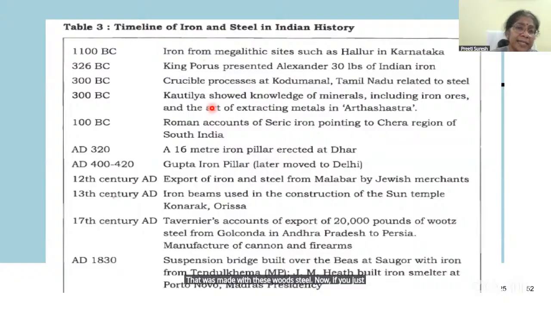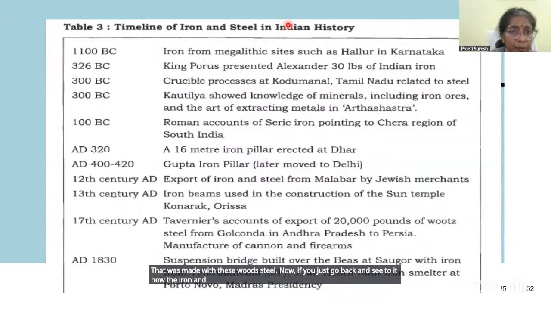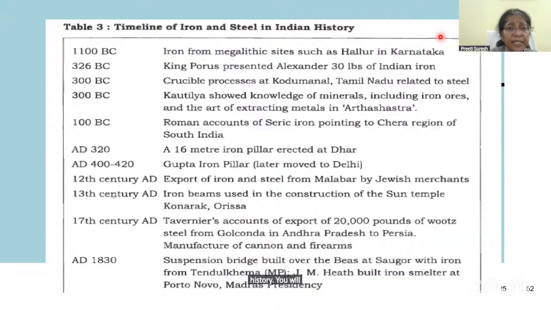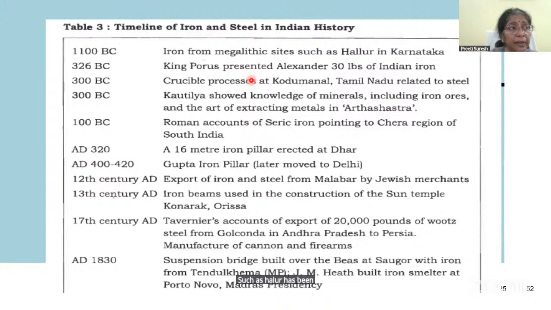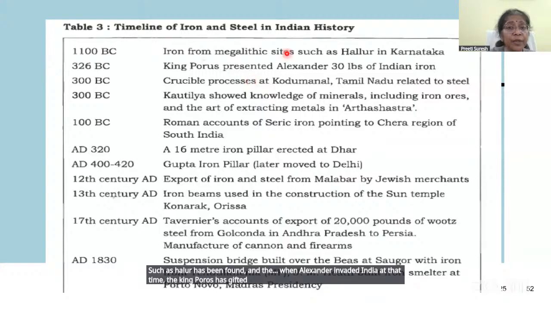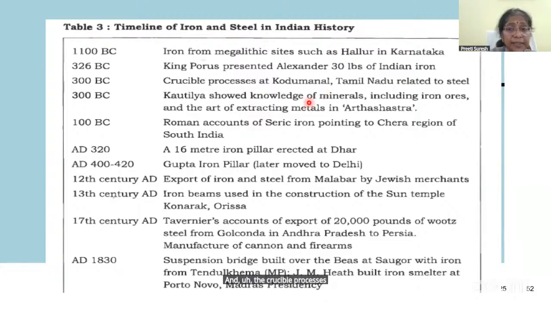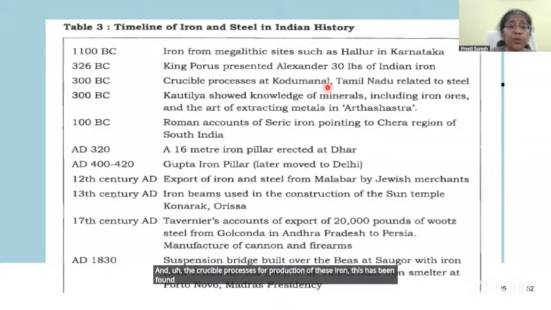Now, if you go back and see how iron and steel evolved in Indian history, it can be dated back to 1100 BC, from when iron from megalithic sites such as Hallur has been found. When Alexander invaded India, King Porus gifted Alexander 30 pounds of Indian iron. The crucible processes for the production of iron have been found in Tamil Nadu. Even Kautilya in the Arthashastra showed knowledge of minerals, including iron ores, and the art of extracting metals.